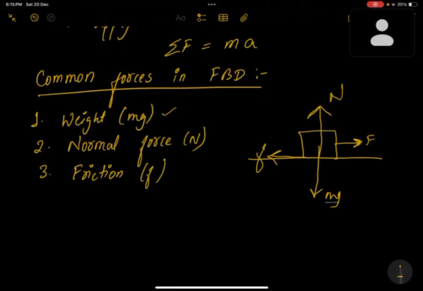Second is normal force. Normal force will be perpendicular to the surface. So our surface is this, so normal force will be perpendicular to the surface. So normal will be shown like this. Third is friction. Friction always applies opposite to the motion or tendency of the motion. Let's say if our body is moving in this direction, our friction will be in the opposite direction. So this is friction.